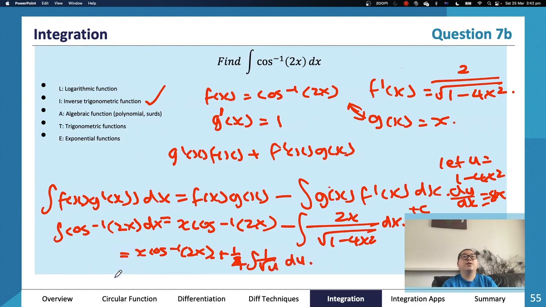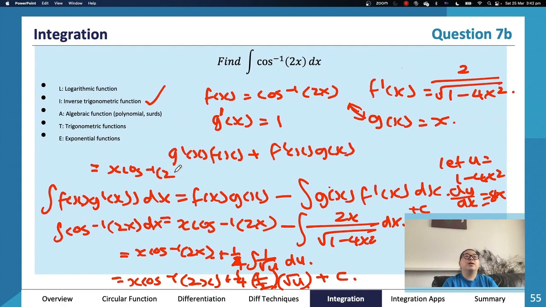So with 1 over root u du, let's pull out the 1/4. That's equivalent to u to the power of negative 1/2, which means we need to times everything by 1 over 1/2, and also increase the power by 1. So that's going to be root u now, so it's a half root u, and then we have plus c at the end. And all in all, what we get is x cos inverse 2x plus 1/2 root u, which is root of 1 minus 4x squared, plus c.